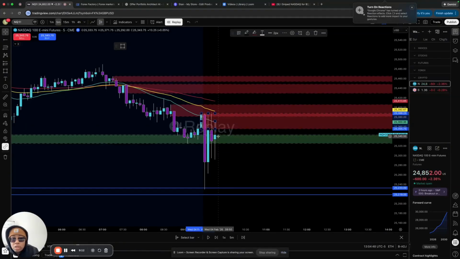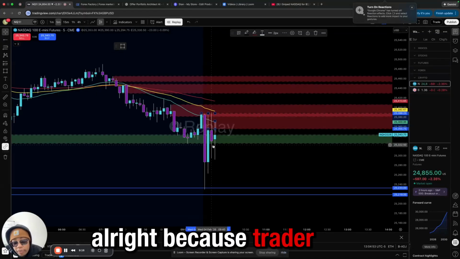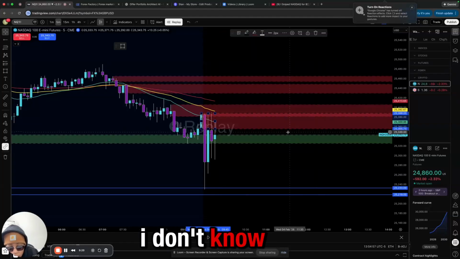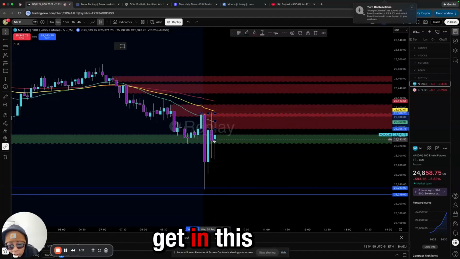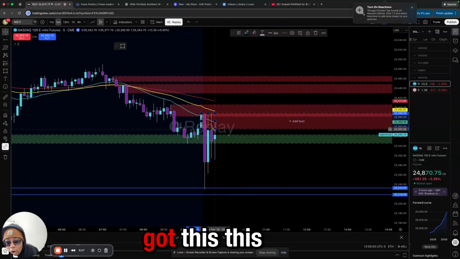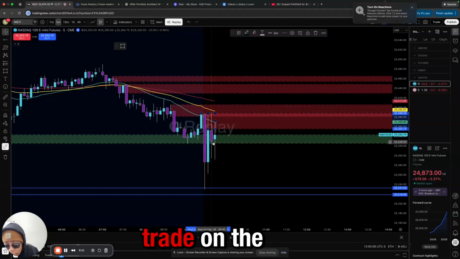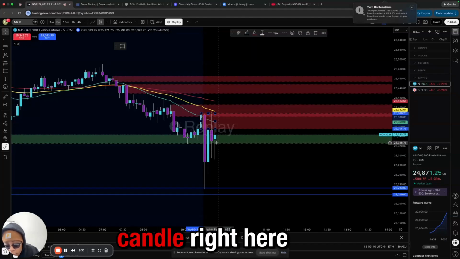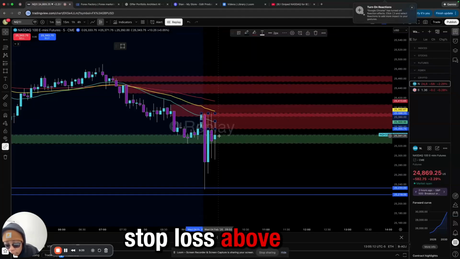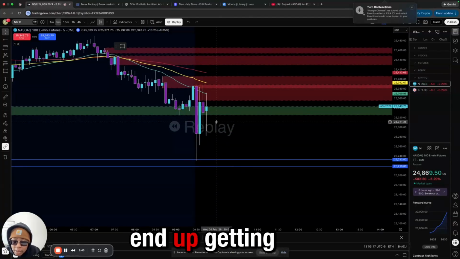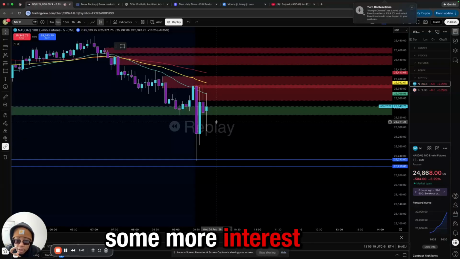All right. So I couldn't get in this trade because TradeAvate for some reason was down. I just couldn't trade. I was pissed off. I don't know what was going on with TradeAvate, but I couldn't get in this trade. But had I got into this trade early, I would have gotten this candle closed bearish. I would have gotten this trade on the break of this candle right here and put my stop loss above. But we're gonna see how this plays out because I didn't get to get in this trade, but I did end up getting in a trade that showed me some more interest later on.